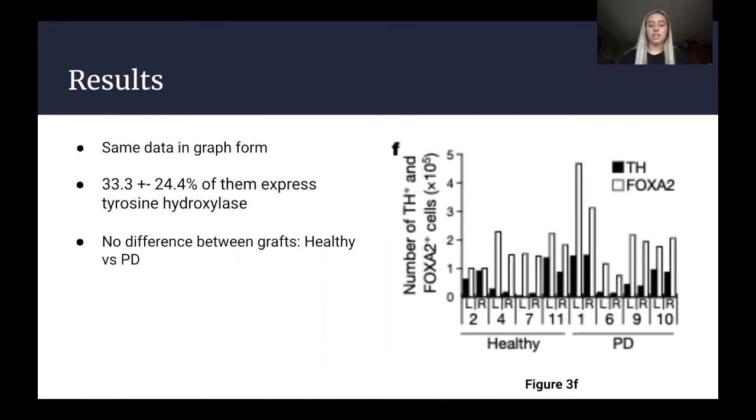This is the same data as the previous slide, but represented in a bar graph. The x-axis, which is the independent variable, examined subjects 2, 4, 7, 11, 1, 6, 9, and 10's left and right brain cells. The dependent variable, or the y-axis, illustrates the number of TH and FOXA2 cells. There is no remarkable difference between the subjects that are healthy versus the subjects who have Parkinson's disease.